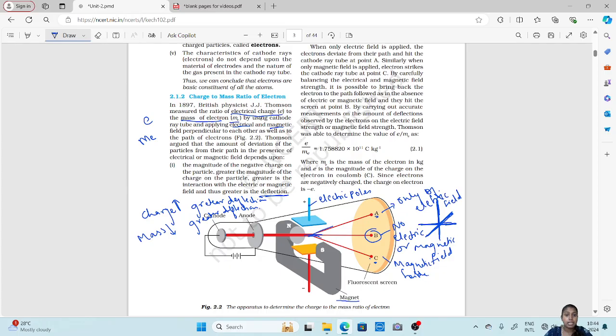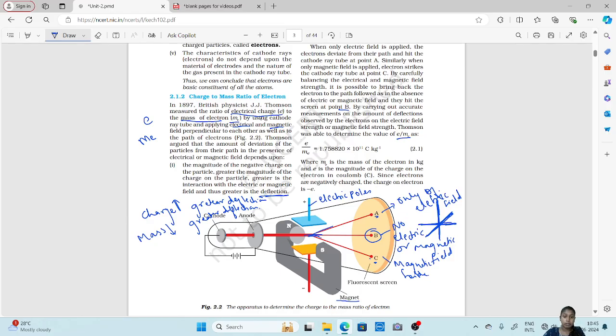By carefully balancing the electrical and magnetic field strength, it is possible to bring the electron back to the path followed in the absence of electric or magnetic field, and they hit the screen at point B. So normally, if there is no electric or magnetic field, this point B will arise. Or if you maintain both the electric and magnetic field equally balanced, then also you can get this point B. So by carrying out accurate measurements on the amount of deflection observed by the electrons under the electric field strength or magnetic field strength, Thomson was able to determine the value of e by m_e.